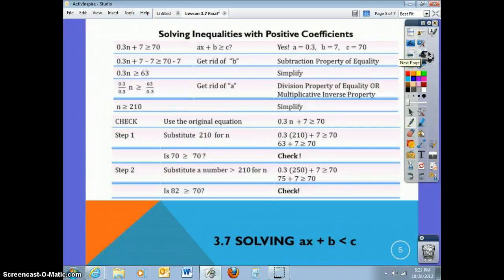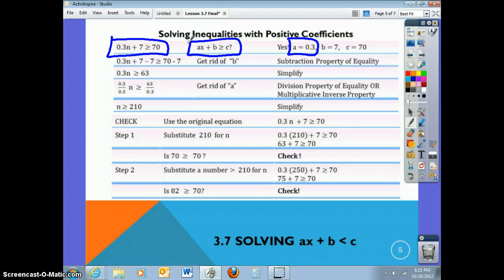Okay, so let's solve some inequalities that have positive coefficients first. Remember, the coefficient is the number in front of the variable. So in this particular inequality, the positive coefficient is a, which is 0.3. We're going to solve this inequality with a positive coefficient. First we ask ourselves, is it in the form of ax plus b is greater than or equal to c? Yes, it is. And a is 0.3, b is 7, c is 70.